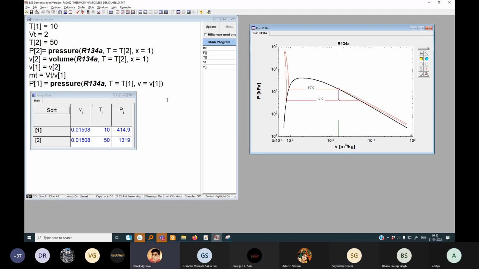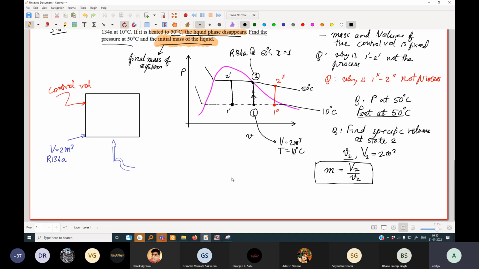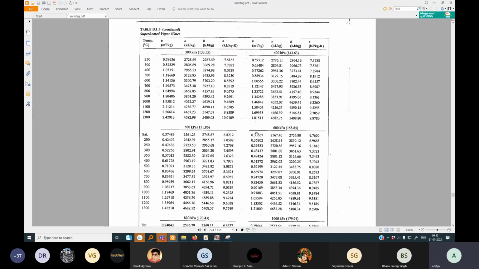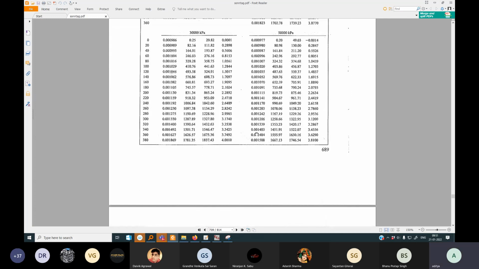So can you please solve using the table, since I'm getting some incorrect answer? Yeah, so we'll now go to the table. In the table, R134A, what was the thing that we did? At 50 degrees Celsius, we need x equal to 1. So for R134A, we need the specific volume at 50 degrees Celsius, x equal to 1. So let's go to the table. We're in the table. We have to go to R134A.